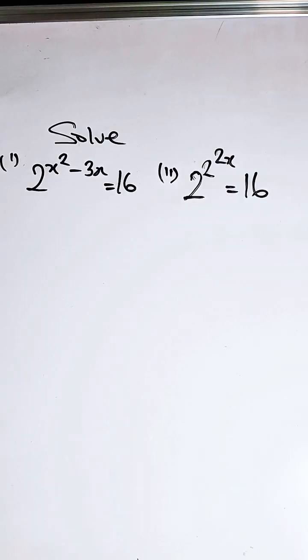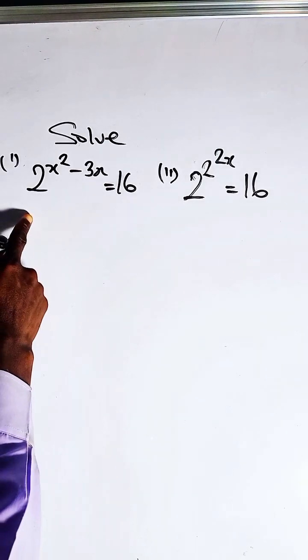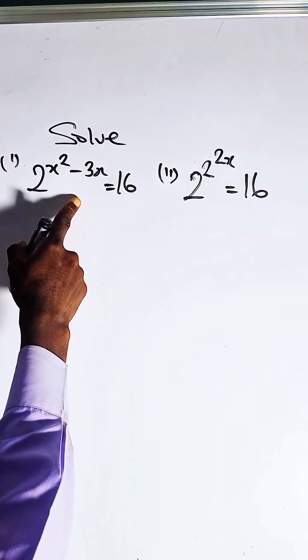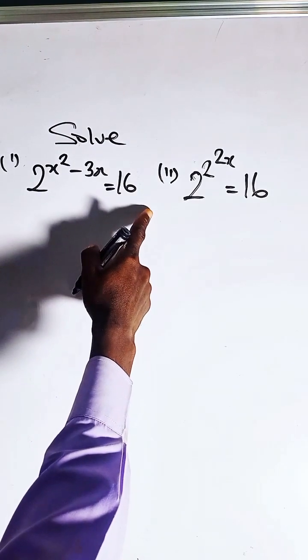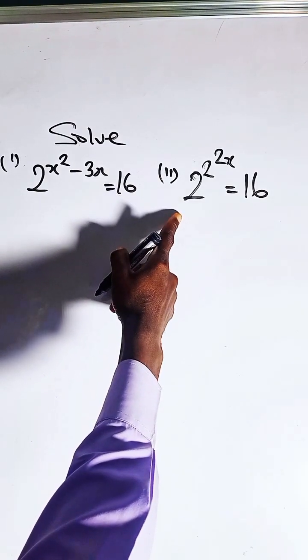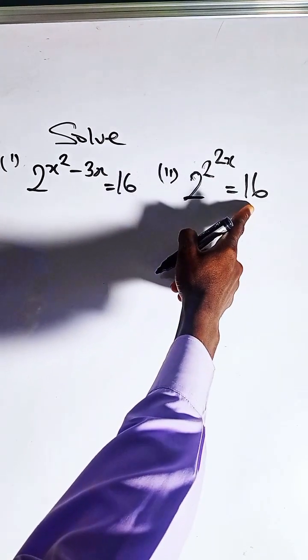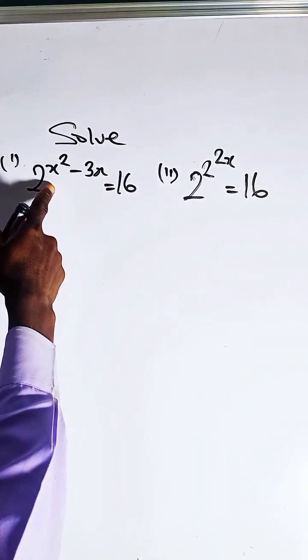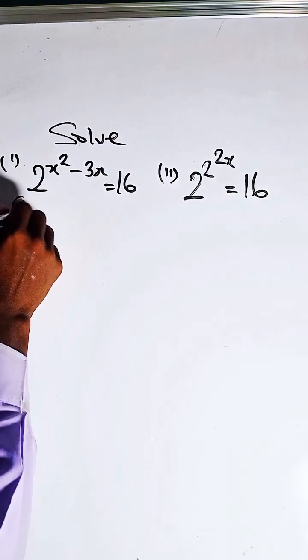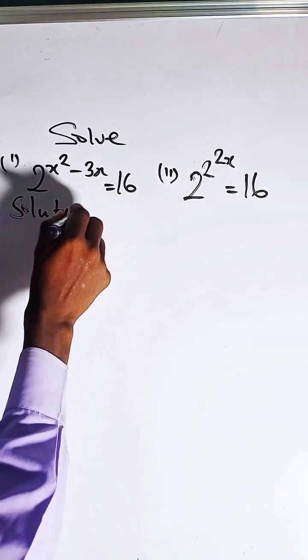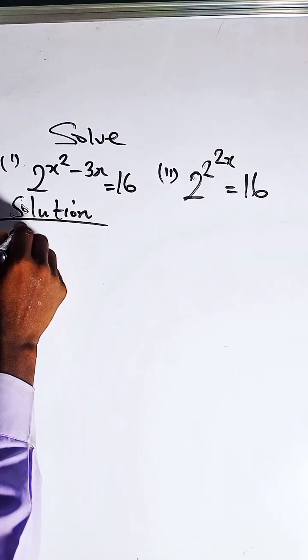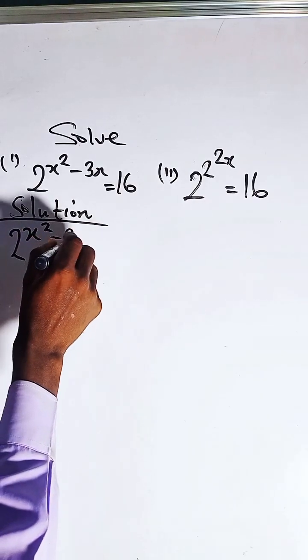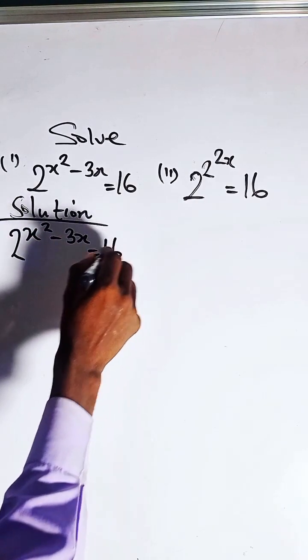The question says solve these equations. In the first equation, we have 2 raised to power x squared minus 3x equals 16. And in the second equation, we have 2 raised to power 2 raised to power 2x equals 16. So how do we find the value of x? Solution. From here, we have 2 raised to power x squared minus 3x equals 16.